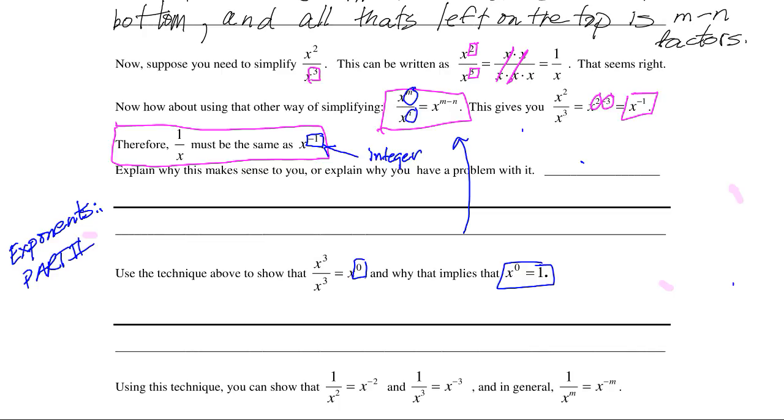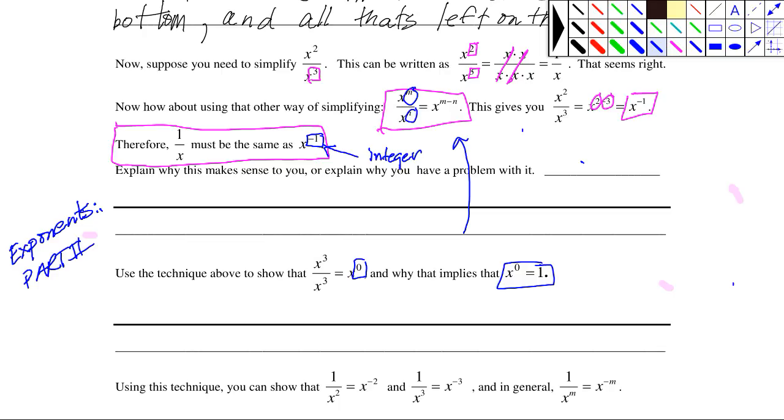So suppose I said use this technique, and what I mean is the technique of subtracting the two exponents in order to show that x to the third over x to the third is x to the 0. Well, the way I can do that is to say x to the third divided by x to the third is equal to x to the 3 minus 3, which gives you x to the 0. But of course, we know that x to the third over x to the third, you cancel the x to the third on the top and the x to the third on the bottom, and you end up getting 1. Therefore, x to the 0 and 1 are both the same thing.